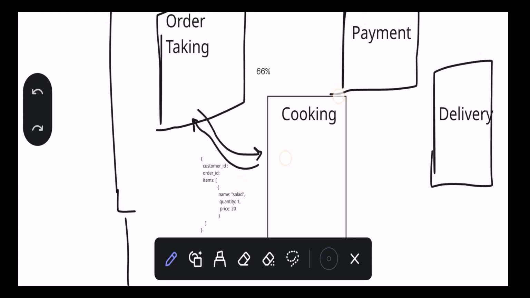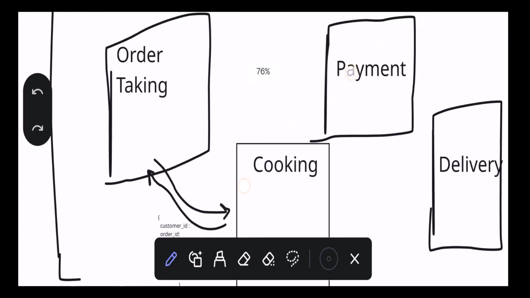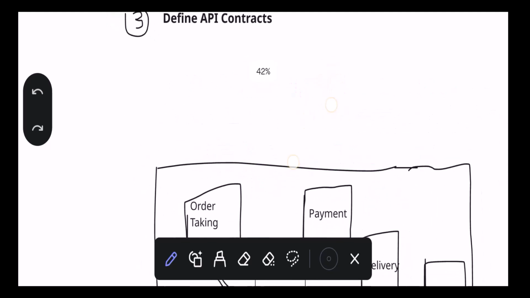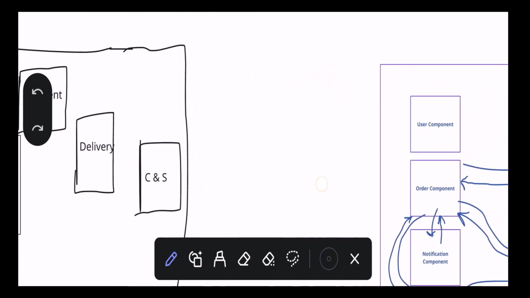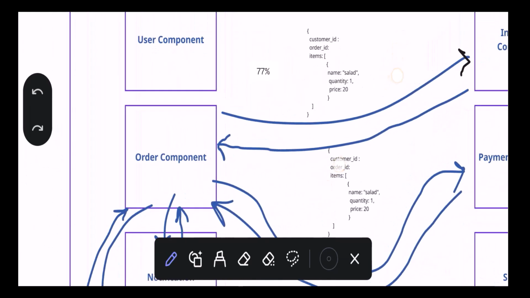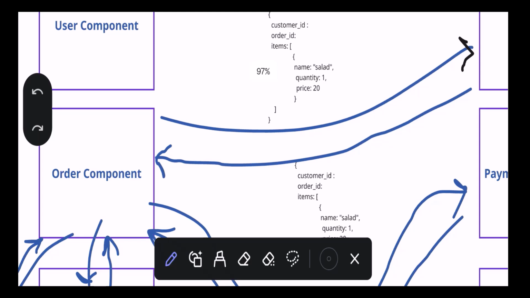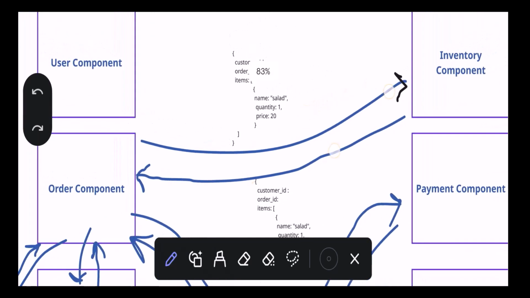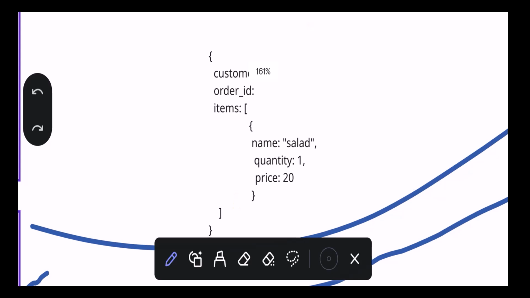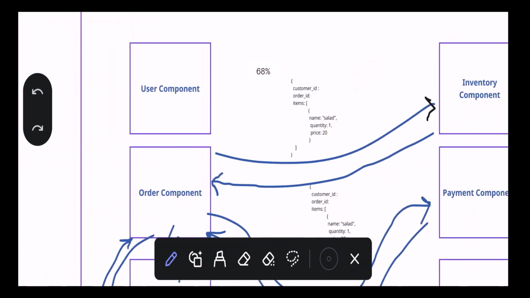So we will design all these APIs. Similarly, in the software world example, we will again craft the API design. For example, this order component needs to communicate with the inventory component. Then what will be the request format and the response format of the API.